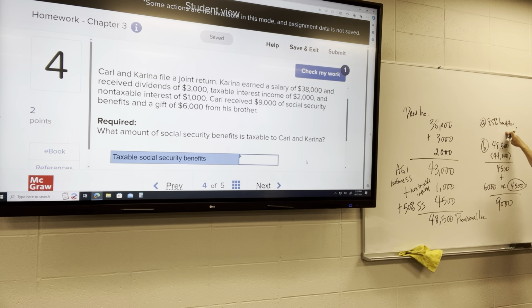What's 85% of benefits? So our benefits are 9,000 times 85%. 7,650. Alright, so 7,650 or 9,000, we're gonna take whichever is less of that. 7,650.